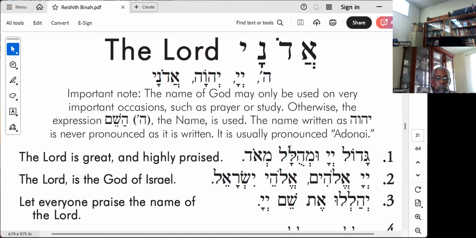Which book is it? Oh, this is the Art Scroll. But you will find this anywhere, in any Chumash. I think if you look at the Hertz, it's the same thing.